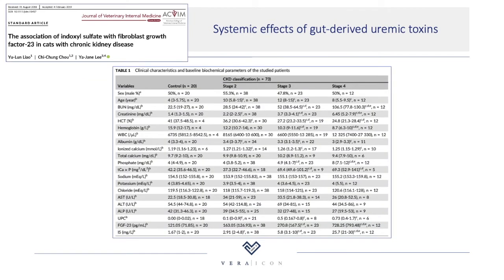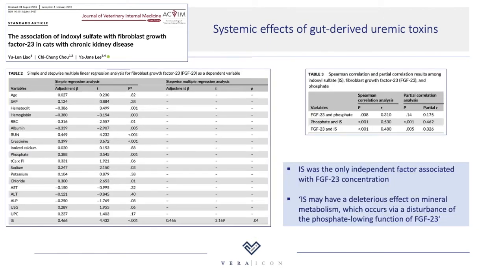And they looked at cats with different stages of CKD. Actually, there were 20 control cats, and then we had 38 cats in stage 2, 23 in stage 3, and 12 in stage 4, and they looked at all of these parameters. The goal was to see which of these parameters is independently associated with FGF23 in these cats. And so what you can see here on the left, these are very busy slides. I took some pictures out of the publication, but let's talk you through.